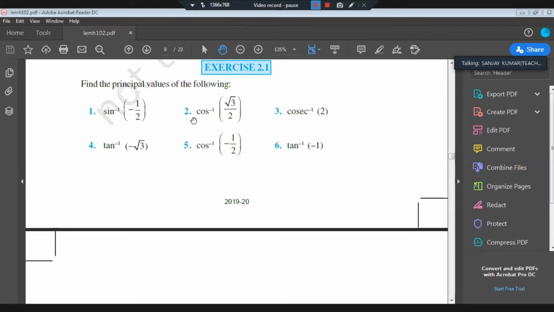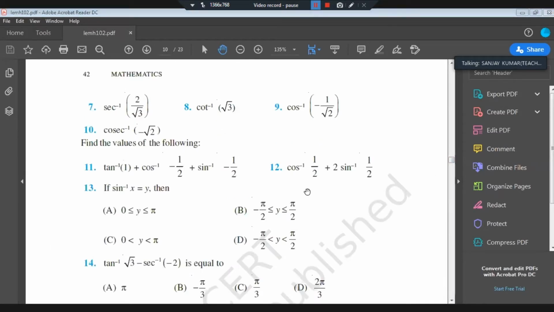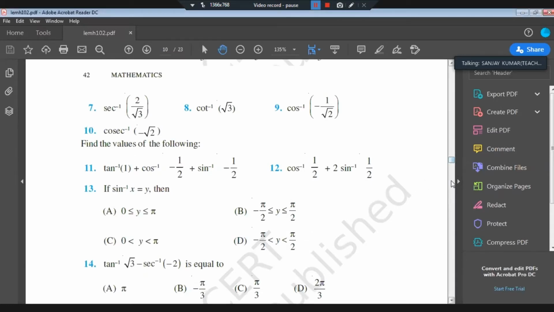Sine inverse minus half, cos inverse minus root 3 by 2, cosec inverse 2. This is only a type 1 question. This is a type 1 question. 1, 2, 3, 4, 5, 6, all type 1 questions. Then this exercise, 10, 11, 12, all are type 1 questions.